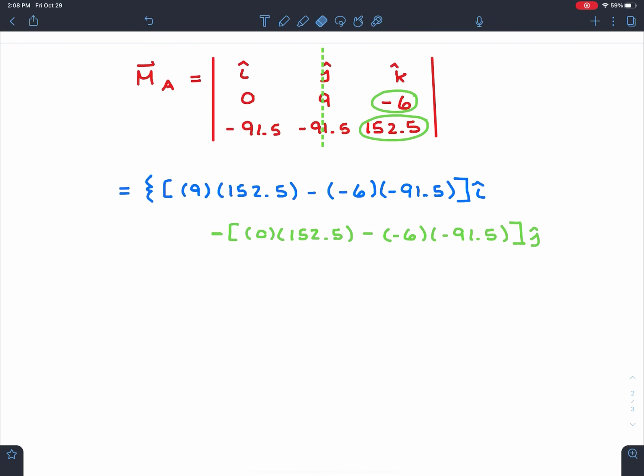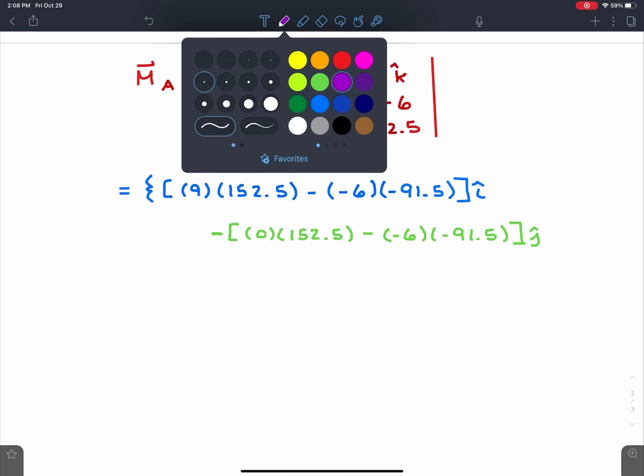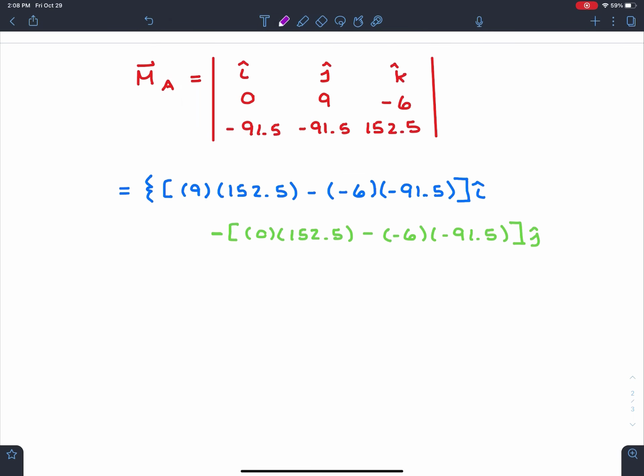For the K component, it's the exact same thing. I draw a dashed line. I'm not going to do it. I think you guys know exactly how it goes by now. So we are just going to calculate it normally. So I'm just going to put a bracket. For the K component, it is going to be 0 times -91.5 minus 9 times -91.5.